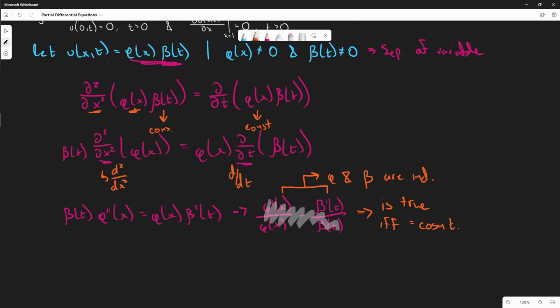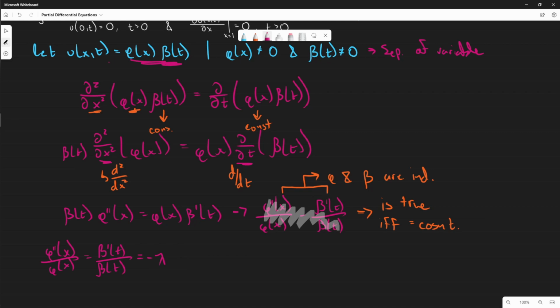And so what we're going to do now is we are going to let phi double prime of x over phi of x equal to beta prime of t over beta of t, just equal to some constant that we are going to call negative lambda. And the reason why I picked negative, more on that later, is it just makes calculations easier.